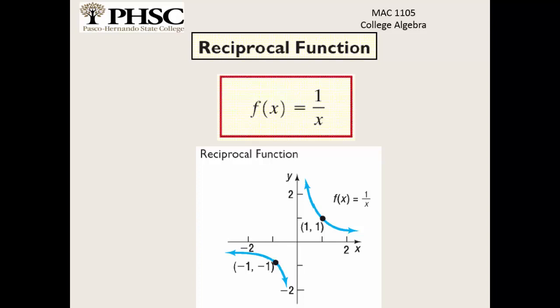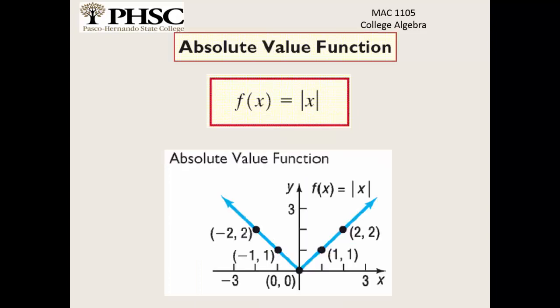And here you can see that the graph of this one is slightly different than the ones that we've seen before. Anytime you have a function that is a fraction, you tend to have a graph that's similar to the one that you see now. Then f of x equals the absolute value of x.